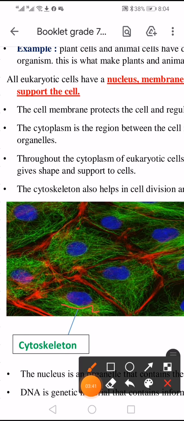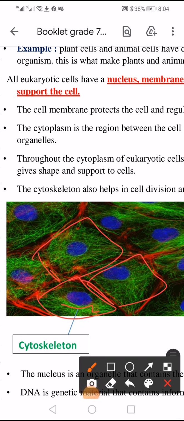Look here. This is a cell. Each one is a cell. Inside the cell there is cytoplasm. In the cytoplasm there is a cytoskeleton. It's a protein filament. Look, this is a protein filament. It gives shape and support to the cell.